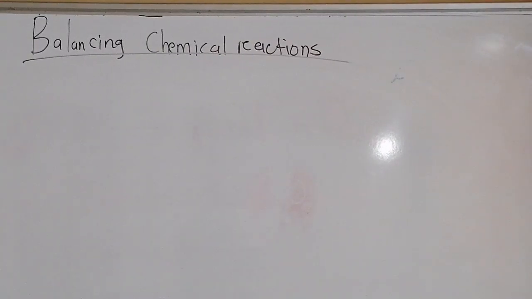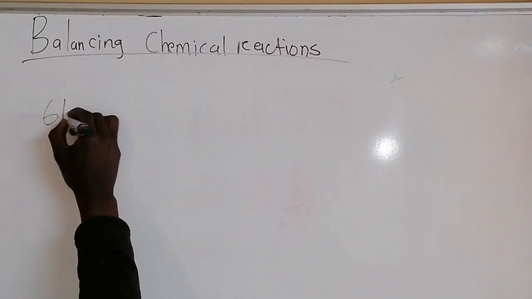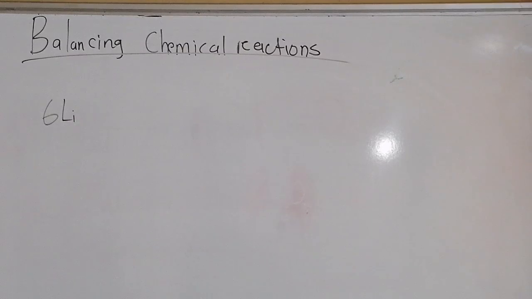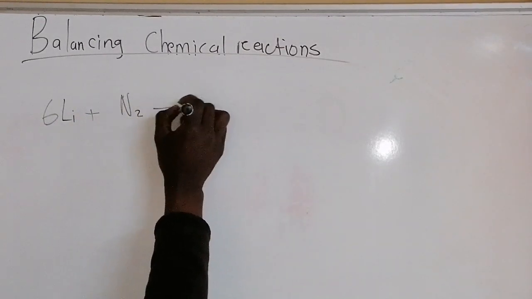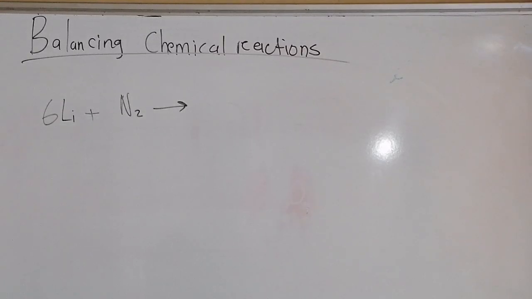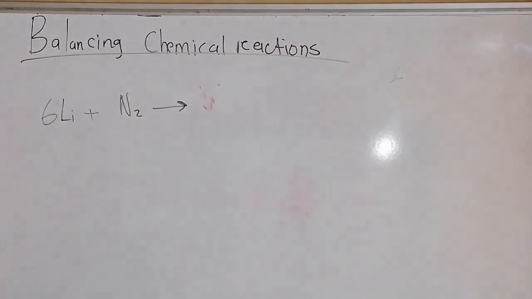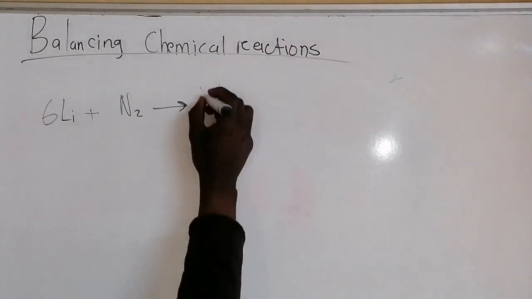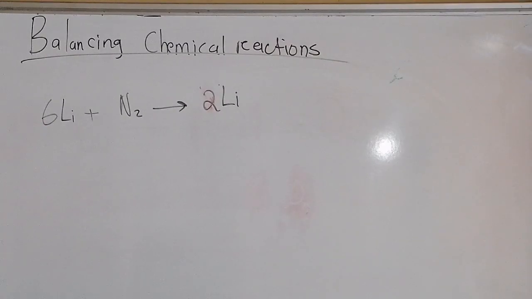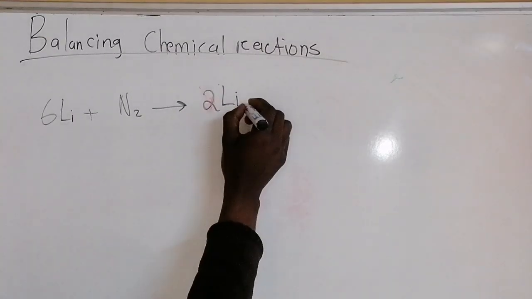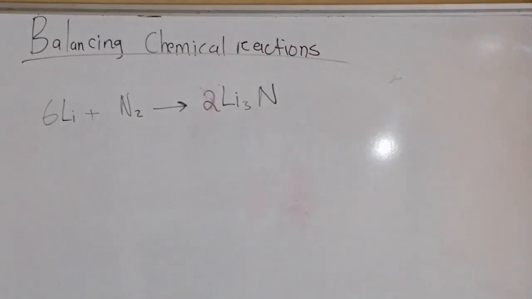Let's do the third one. Let me say we have 6 Li plus N2 to produce 2 Li3N. Then they say balance it.